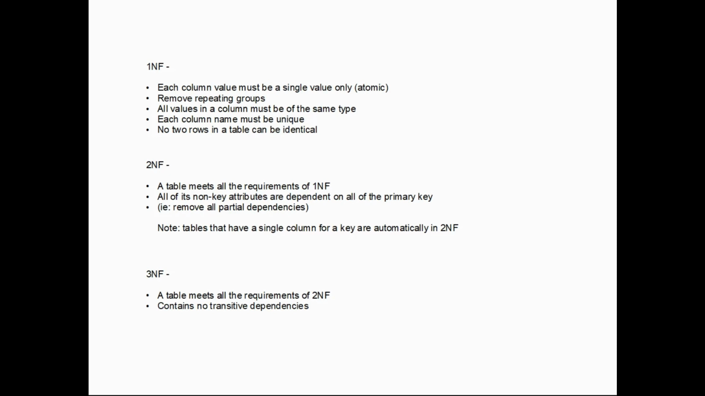Third normal form, a table must meet all the requirements of the second normal form, and it cannot contain transitive dependencies. So at this stage, you will remove your transitive dependencies. Transitive dependencies say all the non-key columns, meaning all the columns that do not make up the primary key, must be dependent on only the primary key and not any of the other columns. Again, you'll see that. So that's the definitions of normalization, the three normal forms.